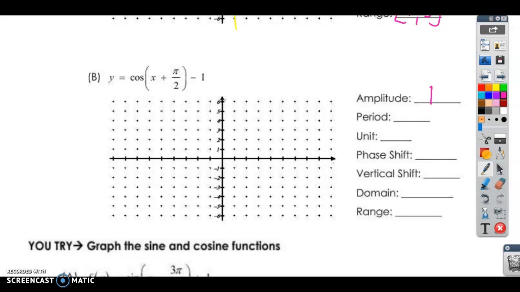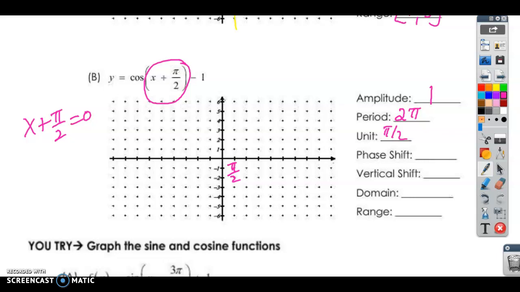The period is 2 pi divided by the number in front of x, which is just 1. So it's 2 pi, which makes the unit the same, pi over 2. So pi over 2, that's what we're counting by. The phase shift is x plus pi over 2 equals 0. We set what's inside the parentheses equal to 0 and see what the phase shift is.